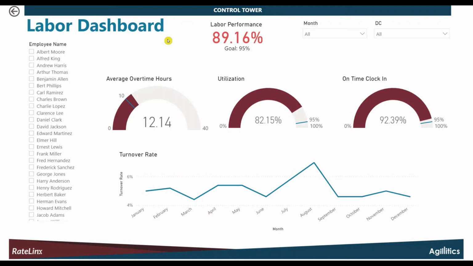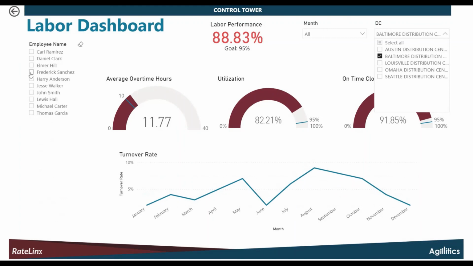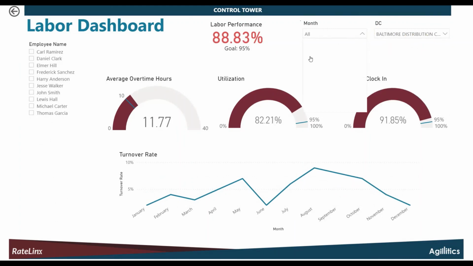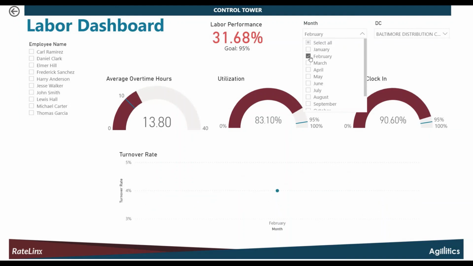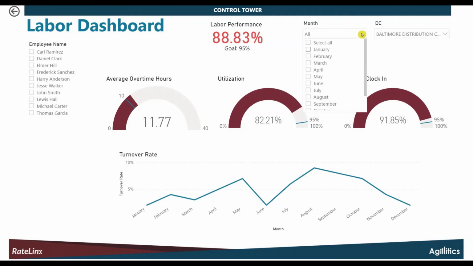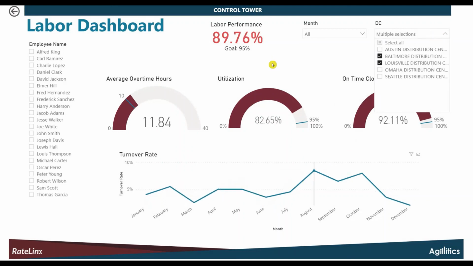The labor dashboard shows a detailed view of all the metrics. This page can be filtered by distribution center and month, as well as individual employees to see specific data. You can see the visualizations change as filters are added. Average overtime hours, utilization percentage, and on-time clock-in rate are all shown on an employee level, and turnover rate can be shown at the DC level. All of these metrics are combined into an overall score shown at the top of the page.